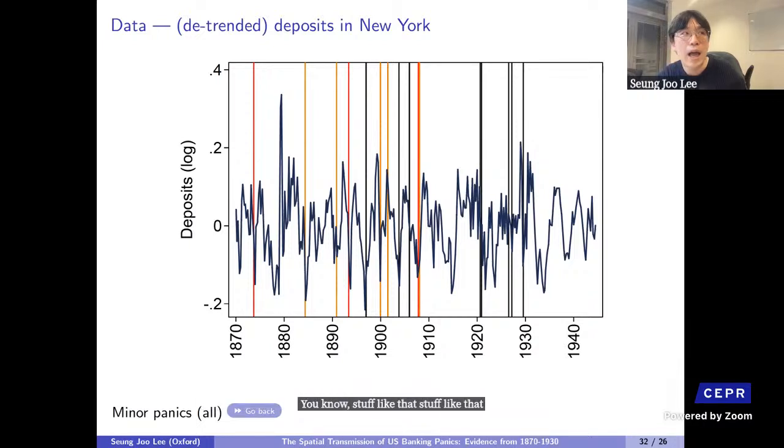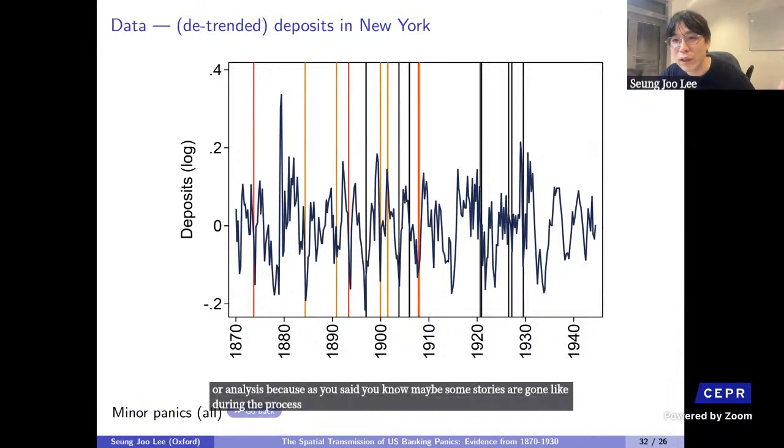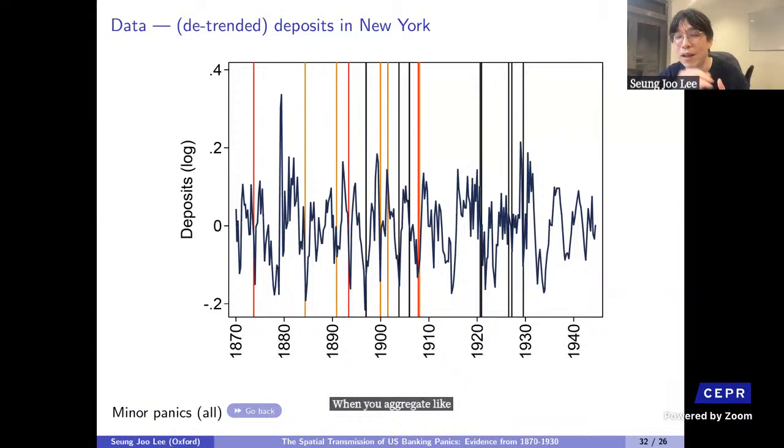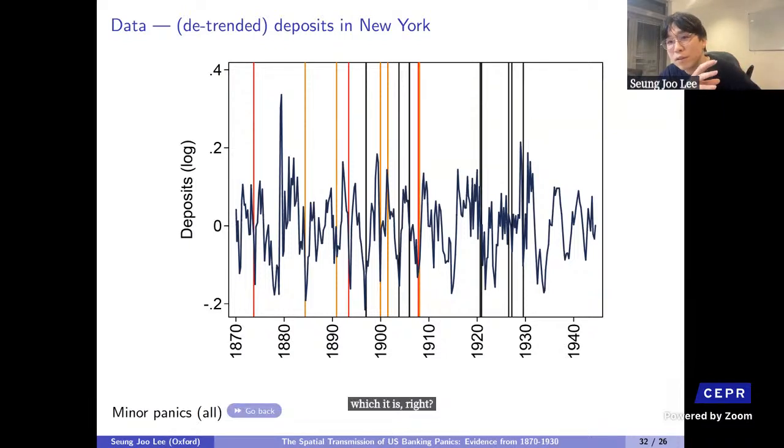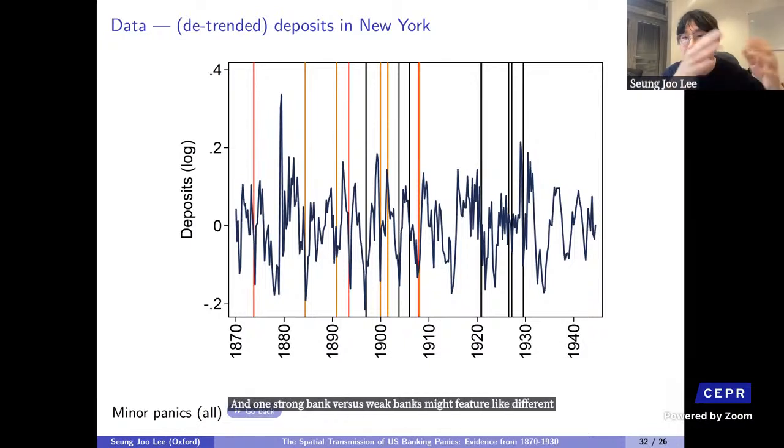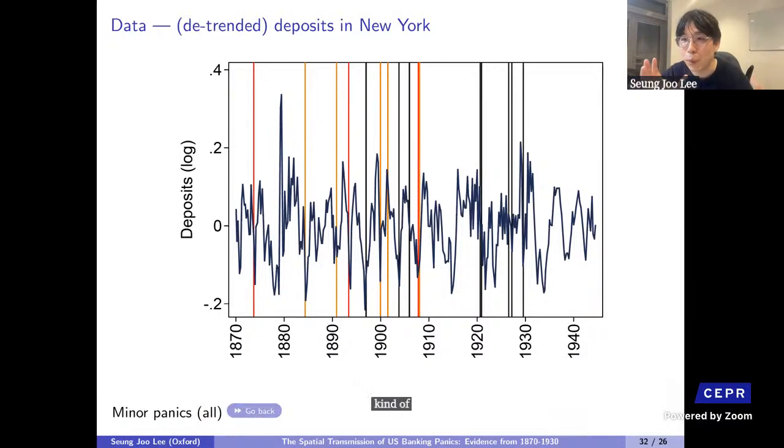But I get some shortcomings of this state level exercise or analysis, because as you said, maybe some stories are gone during the process when you aggregate different reserve cities to the state levels, and some states do not have reserve cities, right? And one strong bank versus weak banks might feature different behaviors, even if they are bounded by the same state border, right?